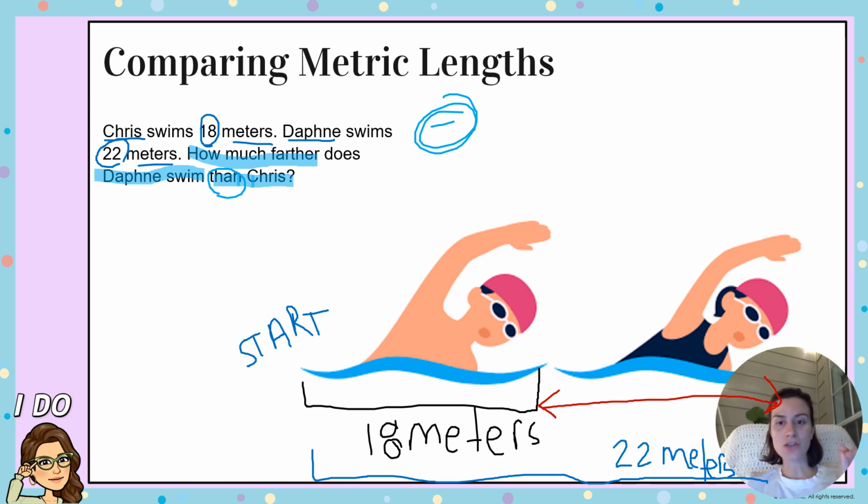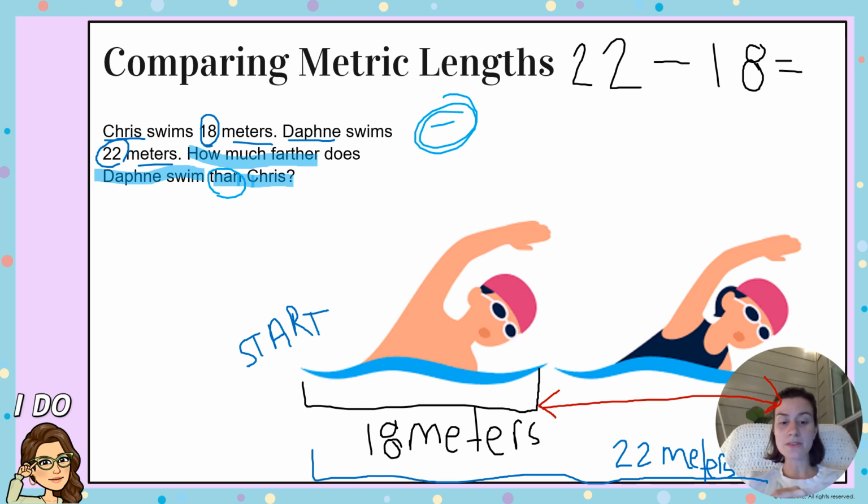I am first going to write my number sentence. I know I'm subtracting two amounts, and I want to write my number 22 first, because it's the larger amount. So 22 is going to be written first because I'm subtracting. 22 minus my other amount, 18. 22 minus 18. Okay, 22 minus 18 equals blank.